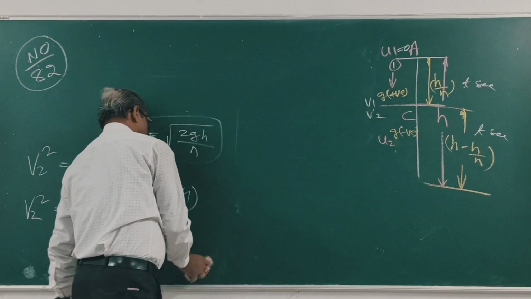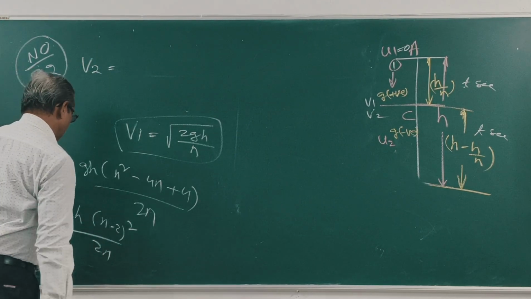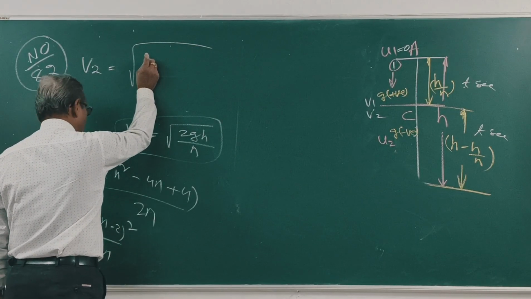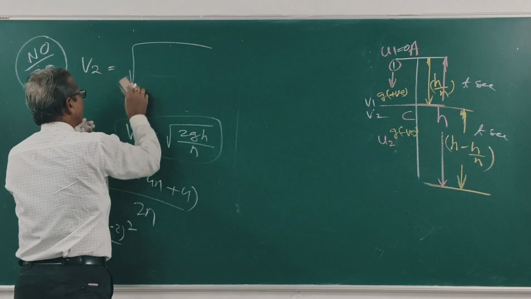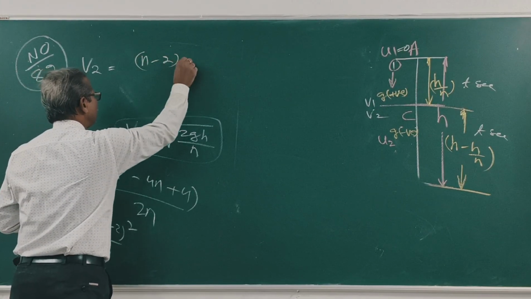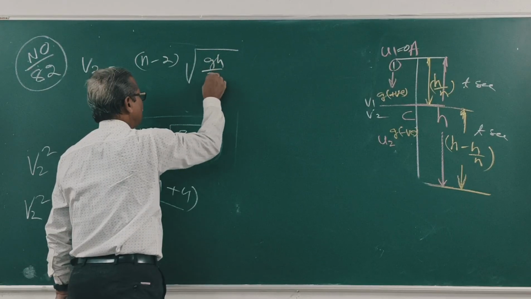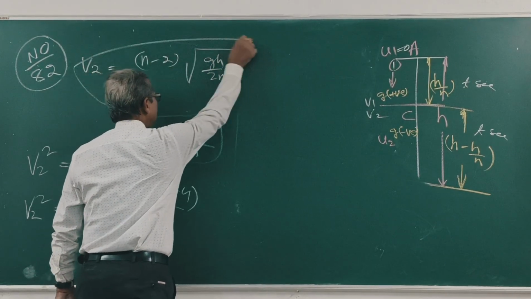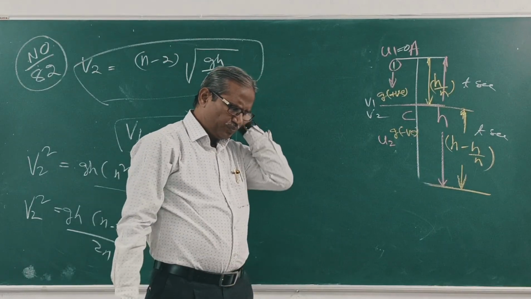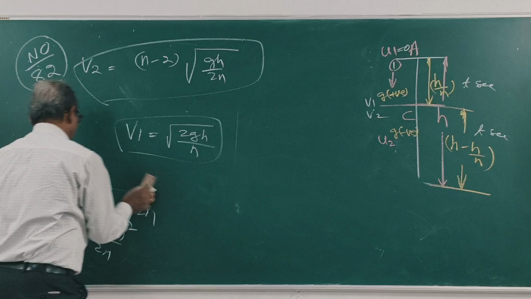This implies B2 is equal to root over GH at 2n, n minus 2, into n minus 2, into root GH by 12. This is V2, right? This is V2, this is V1. Find out the ratio V1 by V2.